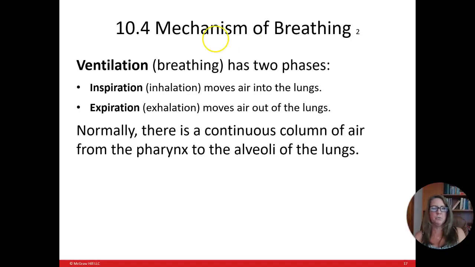All right, we will continue the next part of Chapter 10, the mechanism of breathing, in just a moment.